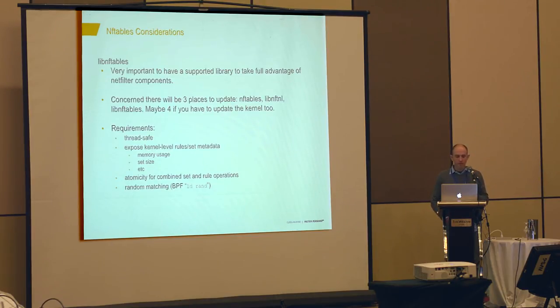And then some of the requirements that we would have for libnftables would be, obviously, thread safety, and the ability to expose what we'll call kernel-level rule or set metadata, more information about the sets and things that we don't see right now in libipset that we're trying to expose. The atomicity, which I think is already covered in the underlying infrastructure for nftables, so that's not really a concern. And then, I think Pete mentioned, we wanted to make sure about random matching, since they do a lot of statistical matching and things like that.